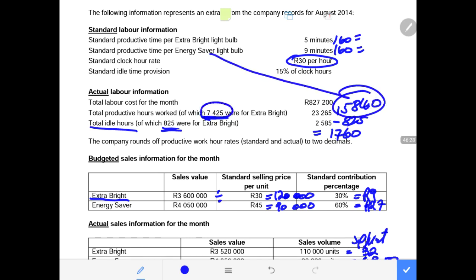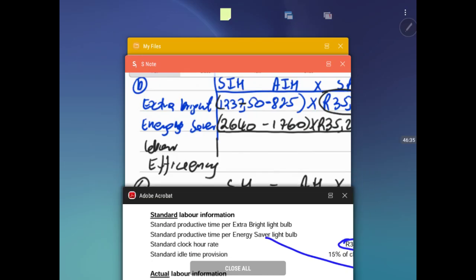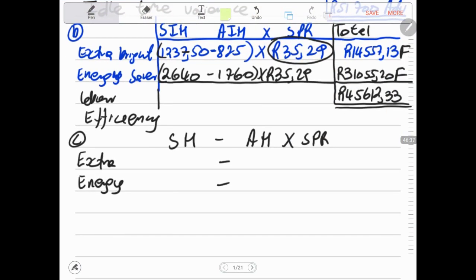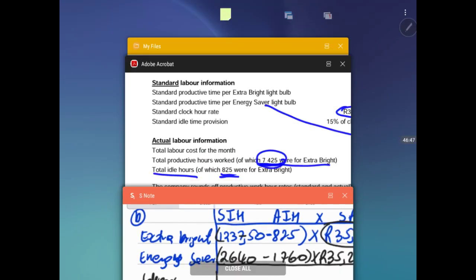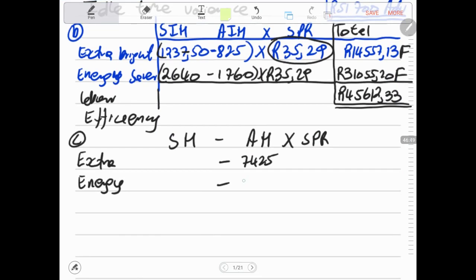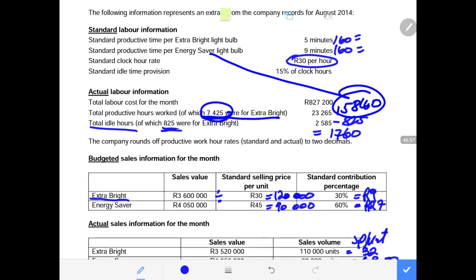But productive hours for the extra bright was 7,425. So now these are the actual hours that I want to begin with. Extra bright, it was 7,425, confirm that, 7,425. And the other one, actual hours, was 15,840 hours that were actual productive hours.